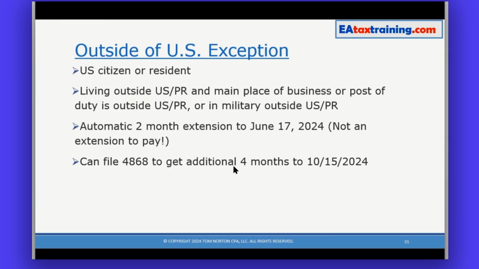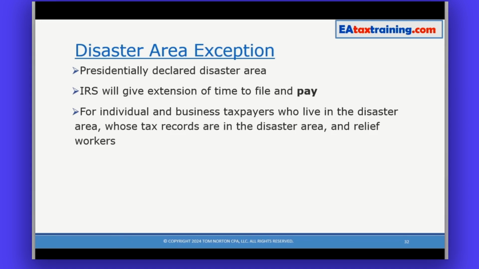It is still not an extension of time to pay. So if you are going to owe, then you need to pay in, and usually you can just do that by filing the Form 4868 by April 15th, even though you're not required to get this extension. If you owe, you got to pay the money in. You don't have to file the 4868 to make the payment, but it's probably easiest just to go ahead and file the 4868 by April 15th, and then you'll get the extension to October 15th. Let's say you're not going to owe, but you want an extension to October 15th. Well, then you can file the 4868 by June 17th, and you will get an extension of 4 months to October 15th of 2024.